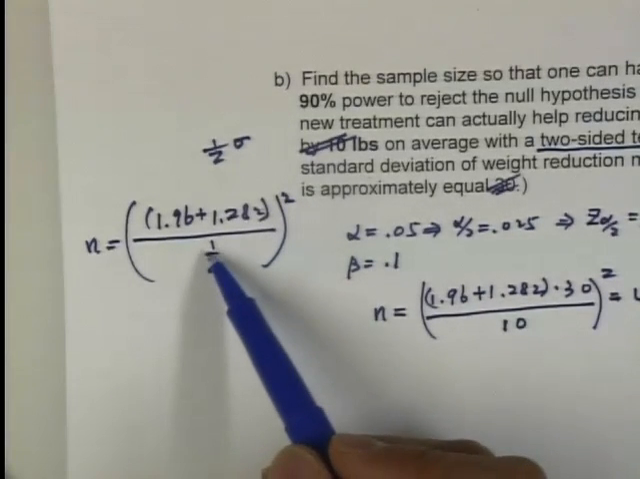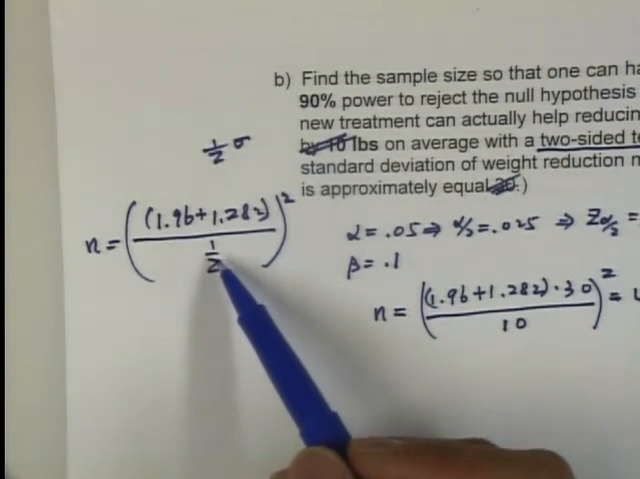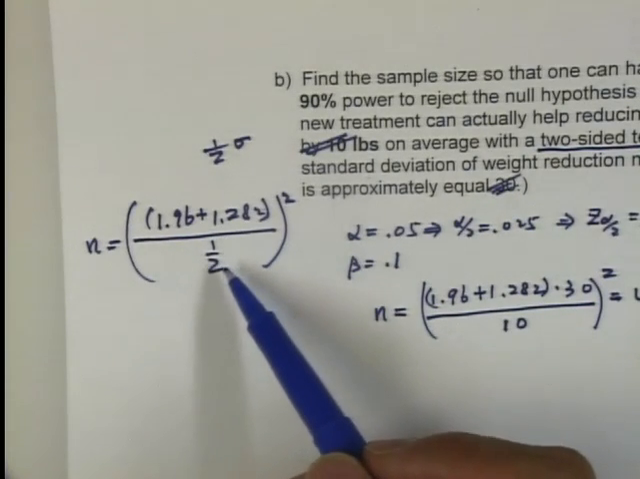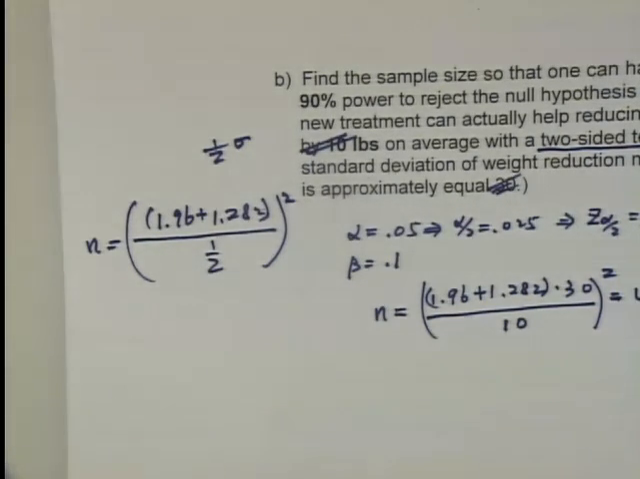How many standard deviations you wish to take as an effect size? Just put that number in the denominator. So if I wish to detect one standard deviation difference, put a 1 here. If I want to detect 2 standard deviation difference, put a 2 here. The higher the standard deviation difference you want to detect, the smaller the sample size you need. Because if the difference is very big, you don't need a lot of data to find that difference. If you want to detect a minor, very small difference, then you need a lot of data to see it. I hope that makes sense.